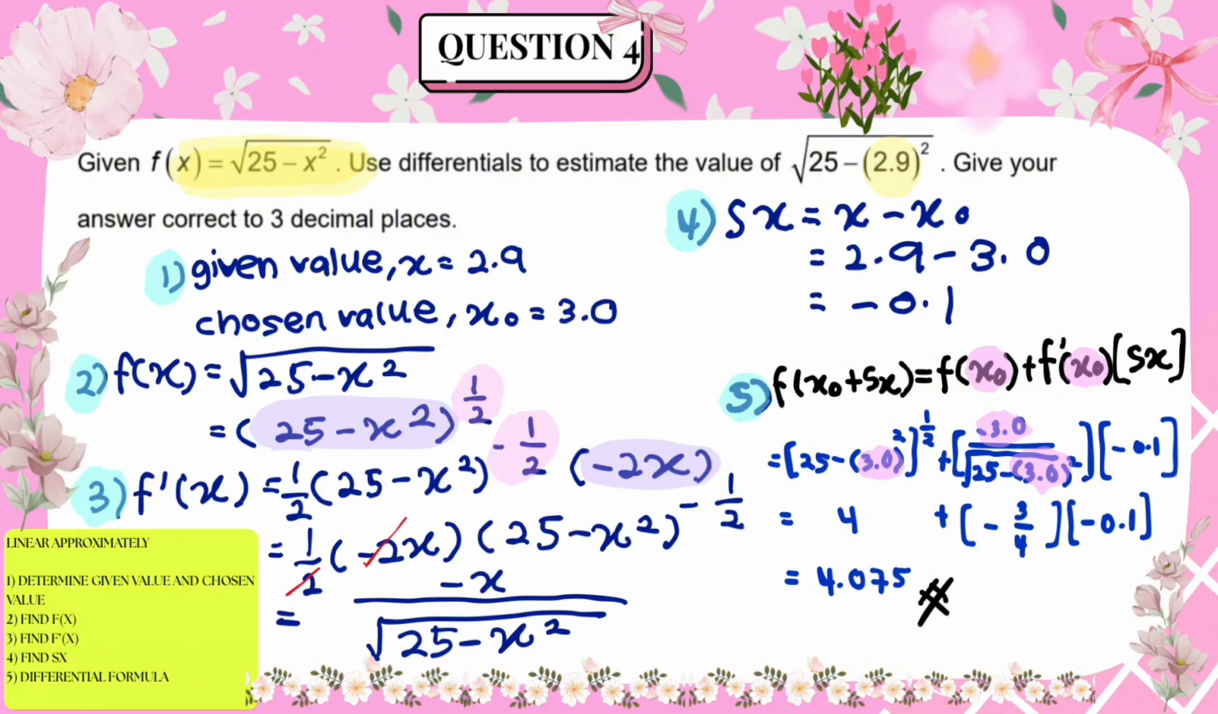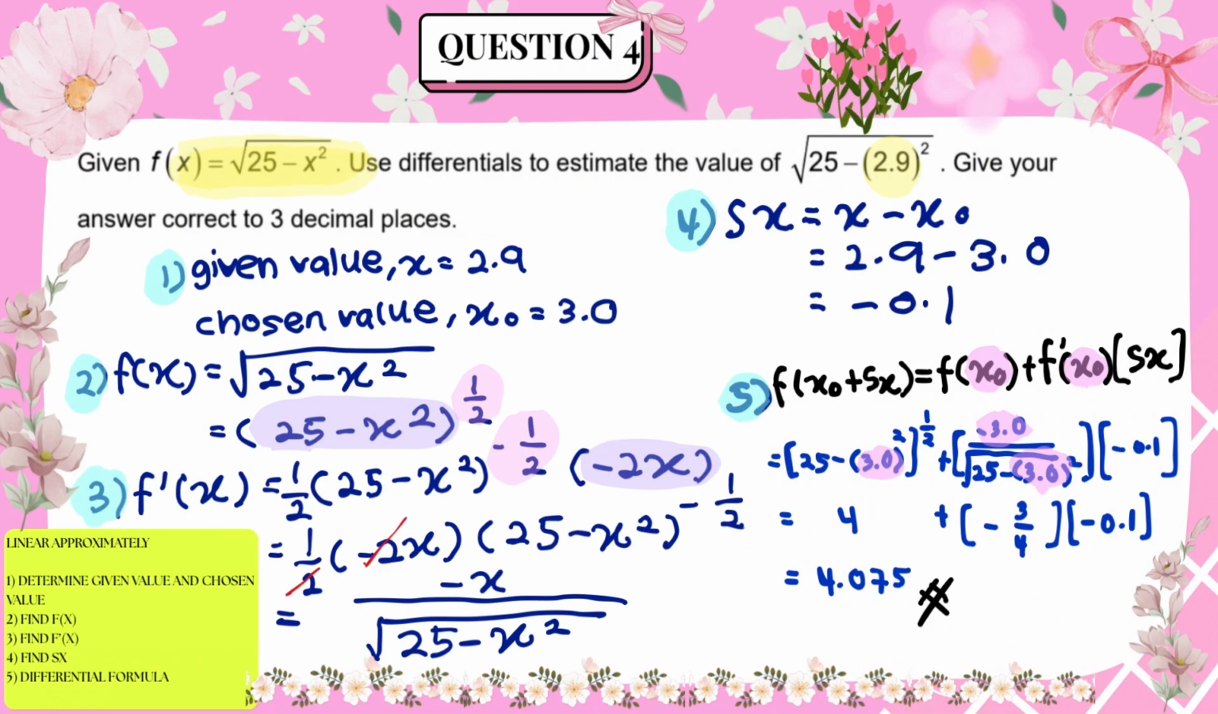For the fourth step, we calculate the difference between the given and the chosen value, and we will get negative 0.1. Why do we do that? Because it shows how far apart the two x values are. This is important for the approximation formula. For the last step, we use the approximation formula. I have written that in my slide, and then we just substitute the chosen value, which is 3, into x, and then we will get 4.075.